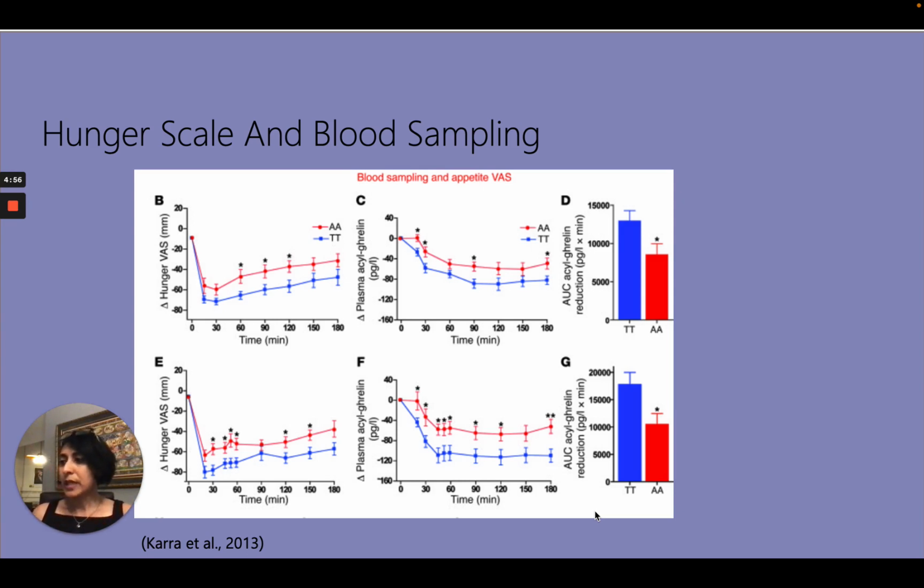So the first study involved a group of 20 individuals, so 10 and 10 for each group, and they fasted overnight. They were asked to rate their hunger before and after the meal. So every 20 to 30 minutes, their hunger was evaluated and blood samples were taken of a hormone called ghrelin.